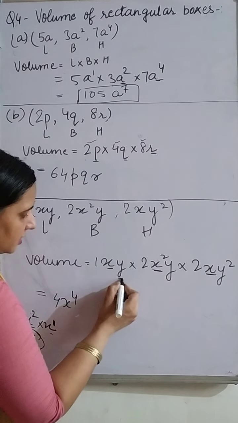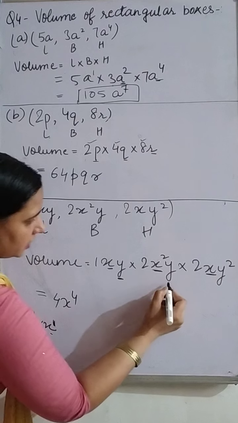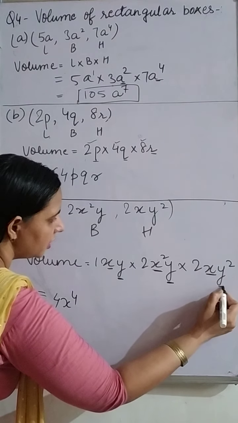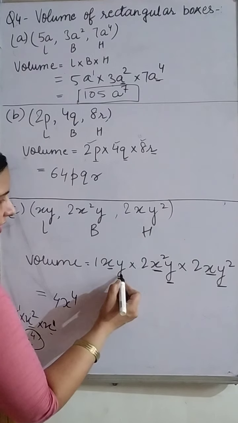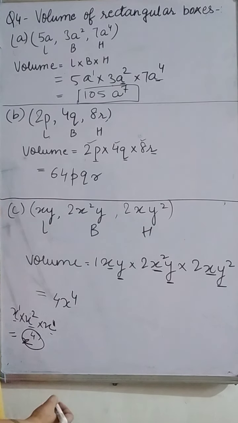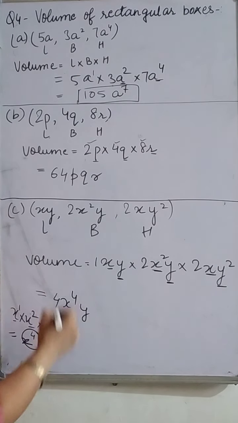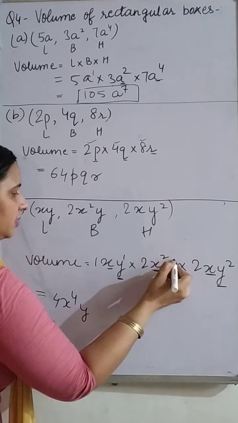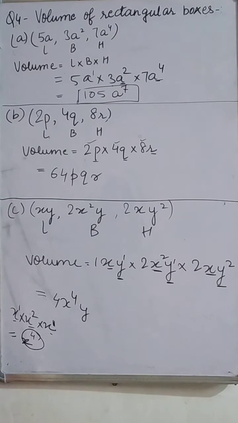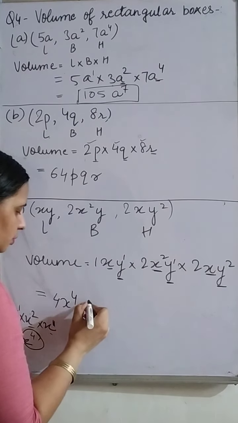Now the next factor is y. In the second monomial y is given, in the third monomial y square is given. So again we are multiplying y and y square. In all terms the base will remain the same, and we add the powers, y1 and y2. So 1 plus 1, 2, 2 plus 2, 4.